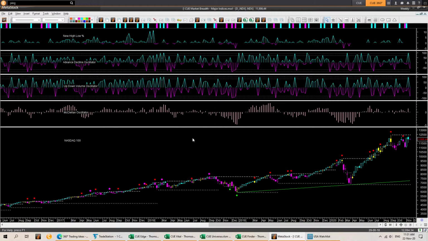Let's look at a few others. This is Nasdaq 100, the same study. There is no bearishness looking at the market breadth. The index is looking indecisive, moving sideways. There is no signal from the index itself.